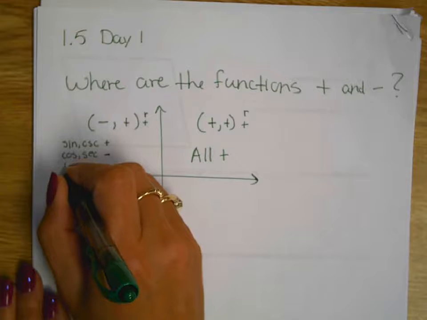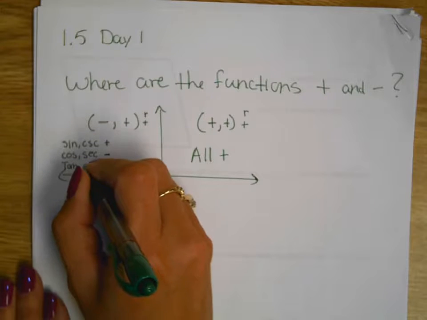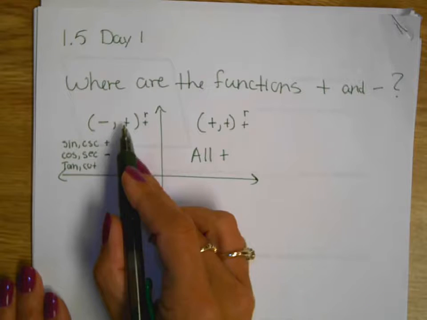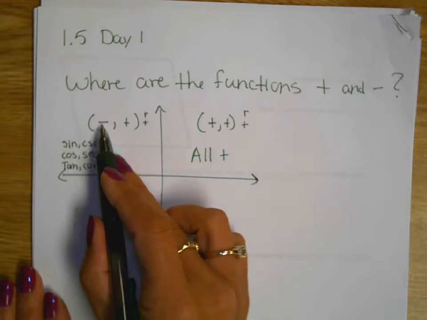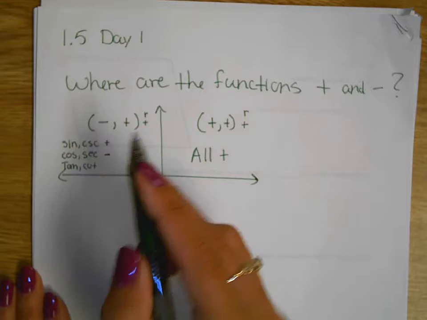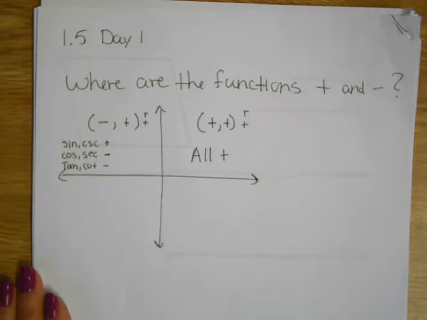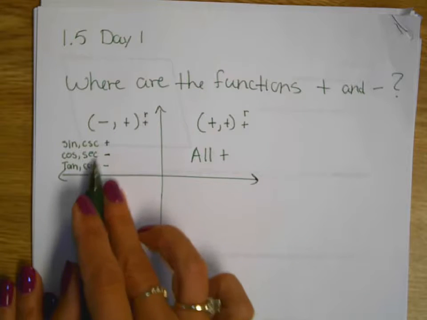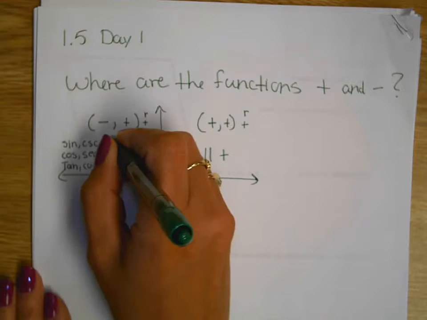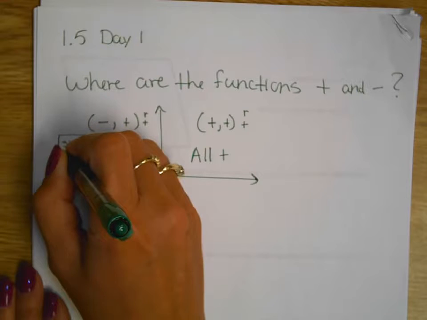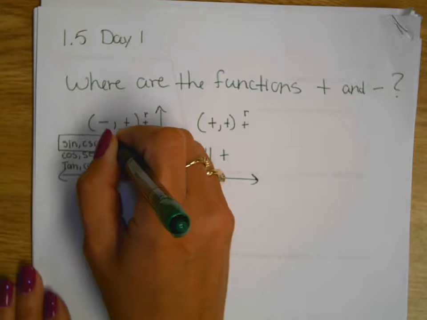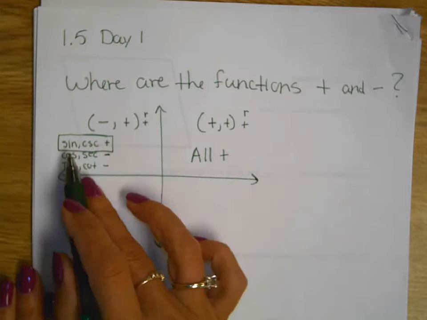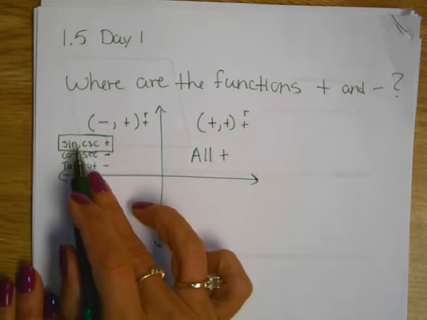And then tangent and cotangent. Tangent is the y divided by the x. So I've got positive divided by negative. It's going to come out negative. So you've got sine and cosecant that are positive. The other 4 are negative. So we're going to focus on the positive ones because there's going to be less of them. So here they're all positive. Here only sine and its reciprocal are positive.